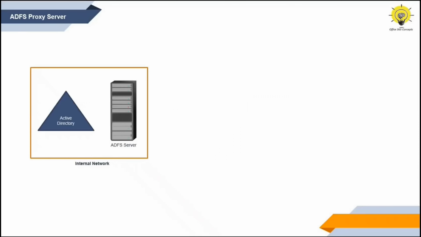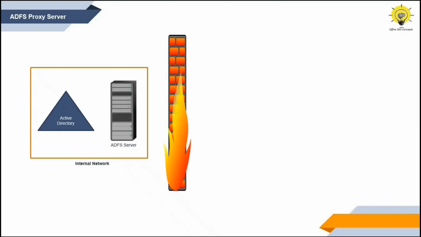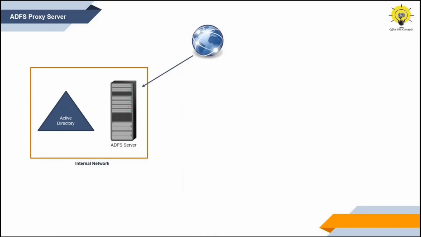When we install ADFS server, we do not expose it to the internet. That means this ADFS server always sits behind the firewall. And the reason is, if we expose our ADFS server to the internet, then anyone from the external network can access this ADFS server and can get access to the internal network. And this is going to be a big threat to the organization's security. So this is the reason we always install ADFS server within the internal network.